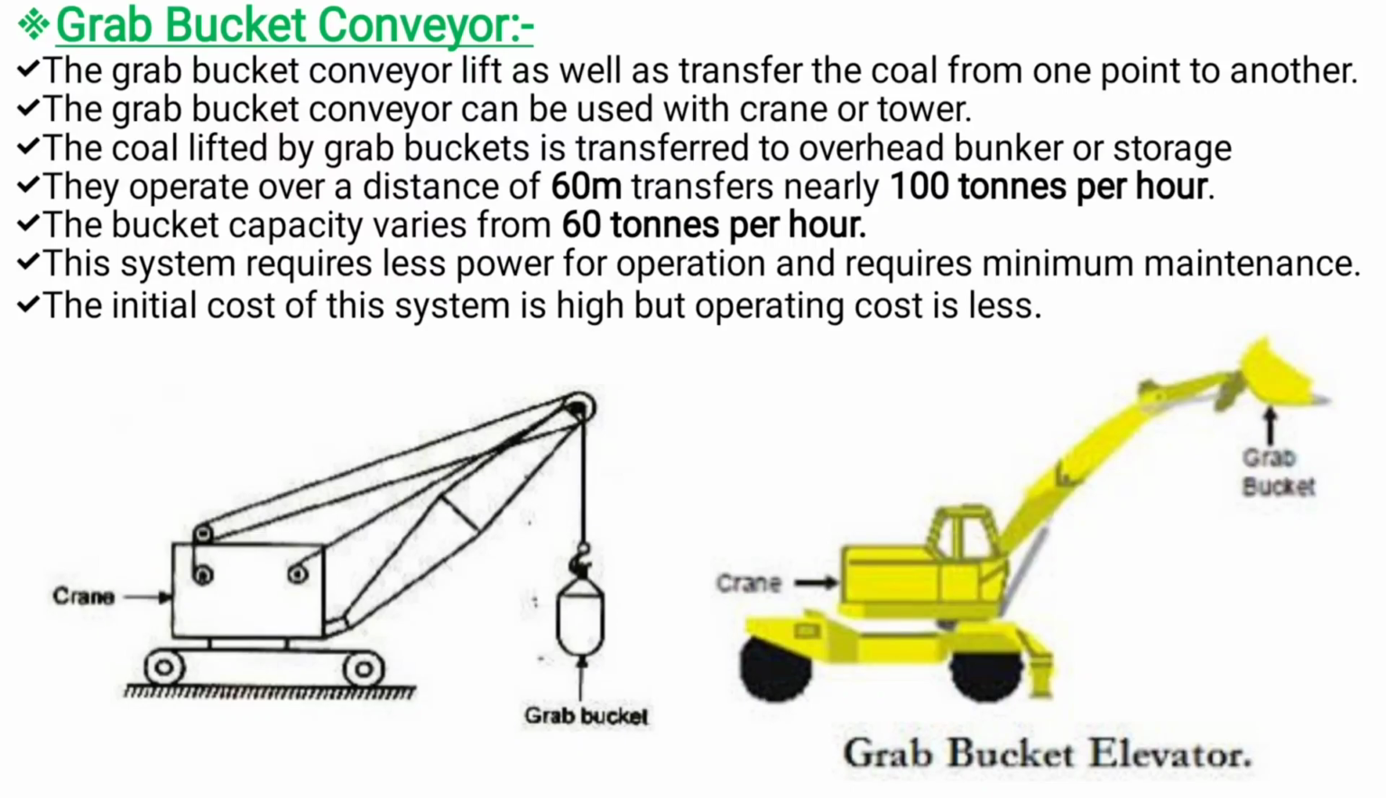Grab bucket conveyor. The grab bucket conveyor lifts as well as transfers the coal from one point to another. It can be used with a crane or tower. Its capacity varies from 60 tons per hour, the distance traveled is 60 meters, and it transfers nearly 100 tons per hour. This system requires less power for operation and minimum maintenance. The initial cost of the system is high but the operating cost is less.